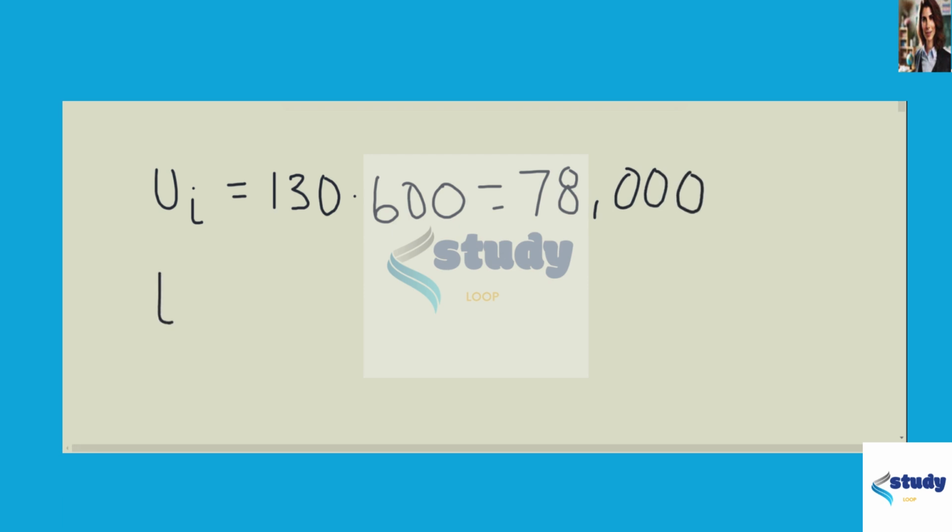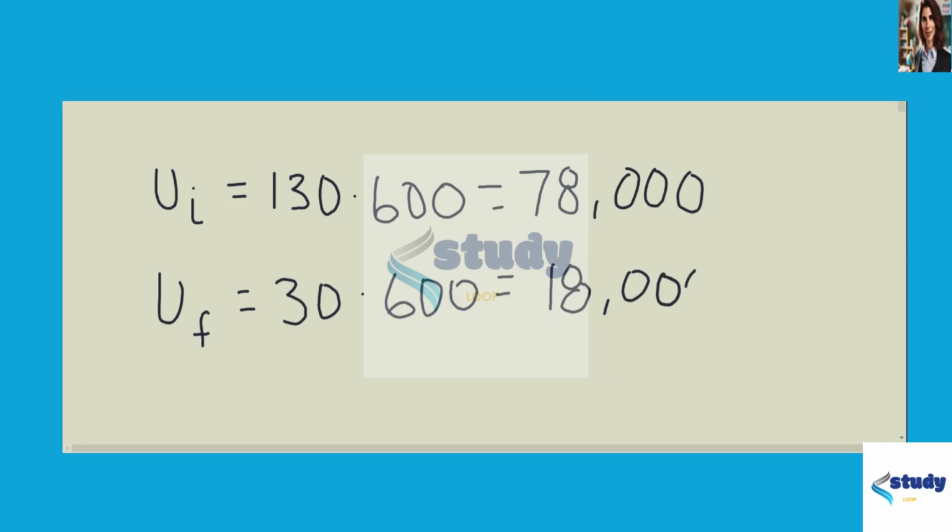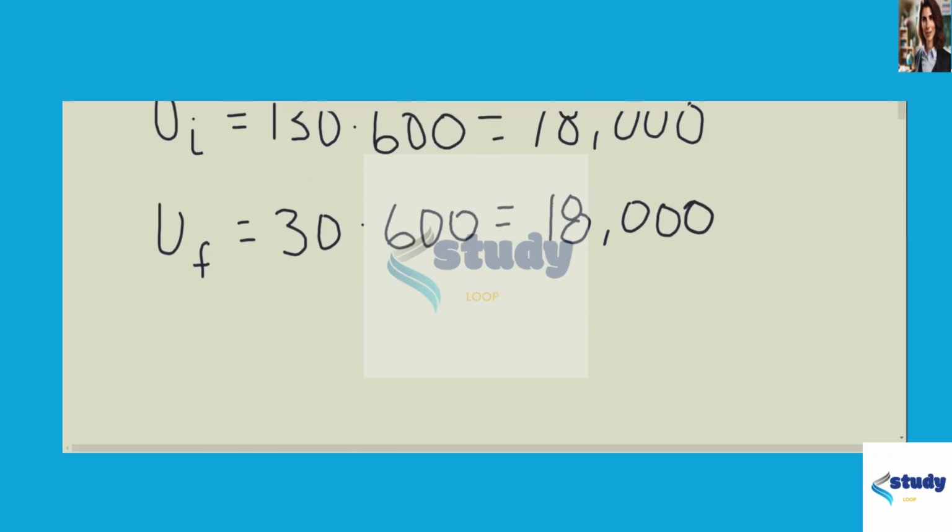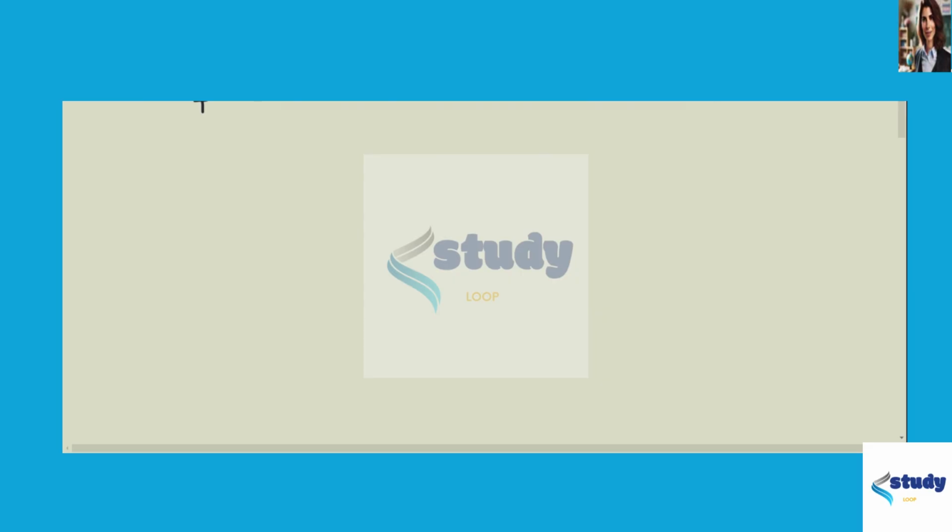And the final potential, well, it's stretched 100 feet. So that means we'll be 30 feet above the ground times that same weight. That's equal to 18,000. Okay, simple enough. Now we set that change in potential, which is equal to negative 60,000, because you do final minus initial.